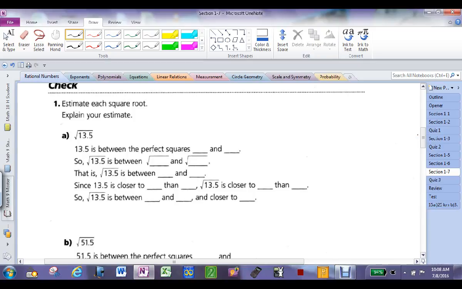Let's fill it in. What's 13.5 between? You've got the list right on your page. You can see it. What's the perfect square that's less than 13.5?